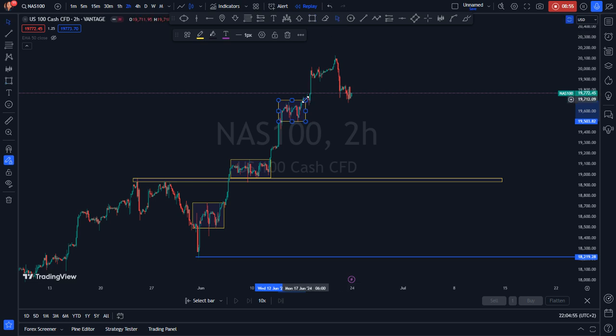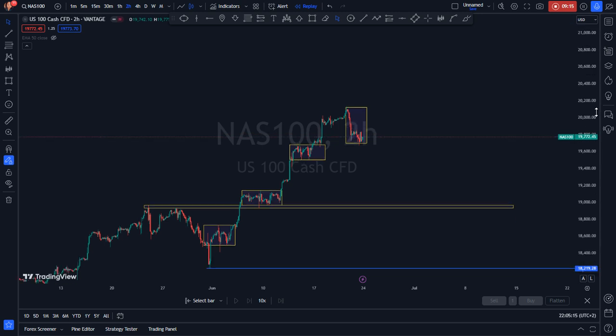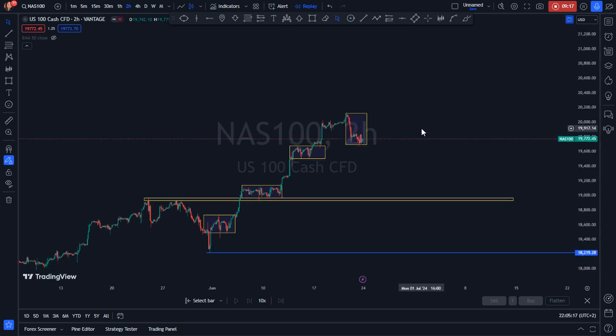This was like its correction right there, and then it gave us another impulsive move to the upside, and then this was a different correction phase which looks something more like this. So there is a possibility from this point where we are, it is going to be going all the way up.